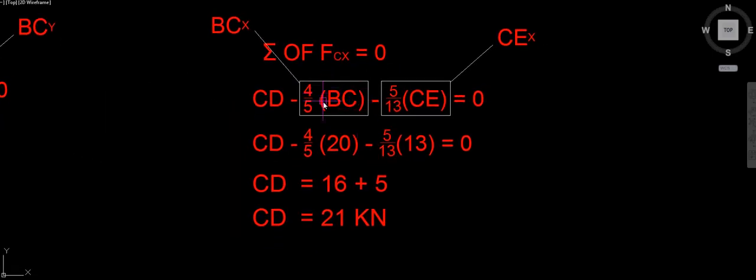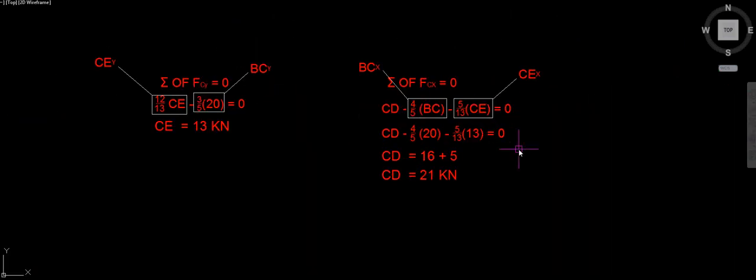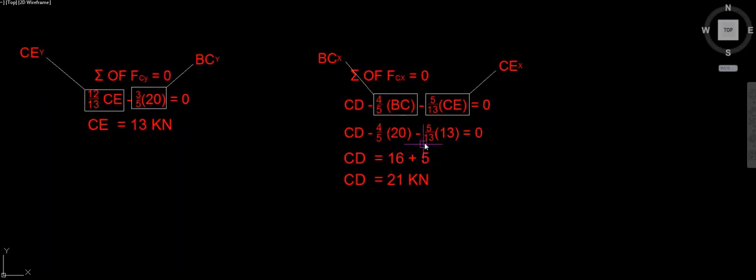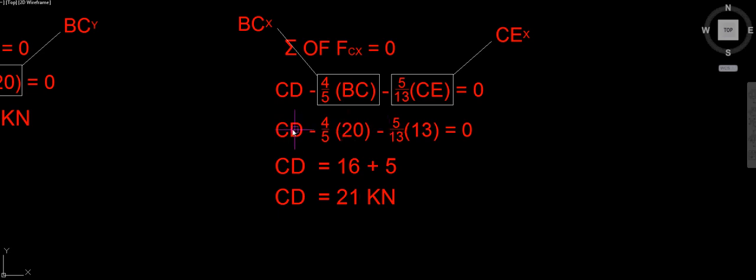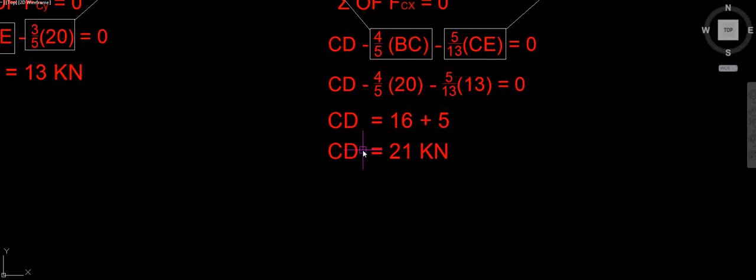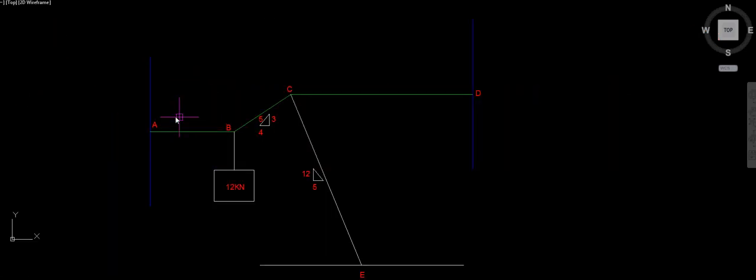But we have already solved for BC and we have already solved for CE earlier, as you can remember. There we go. Substituting in the values for BC and CE and working out the little bit of mathematics there, we can solve for CD. Now, I believe that we are done because we've solved for AB, we have solved for BC, and now we have solved for CD.